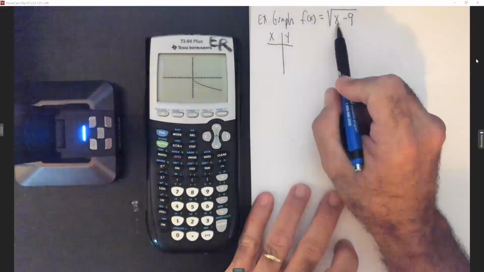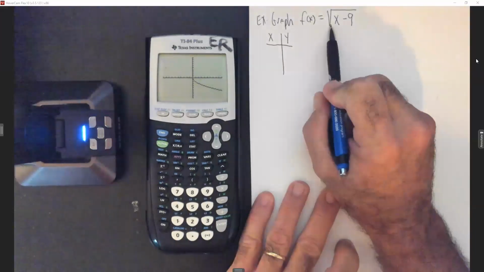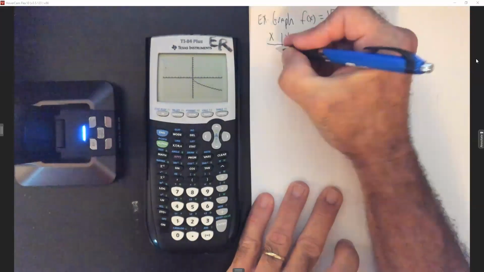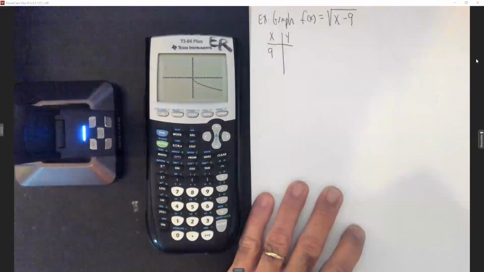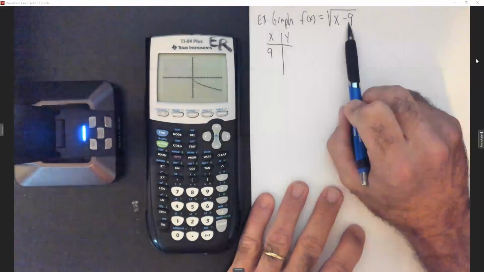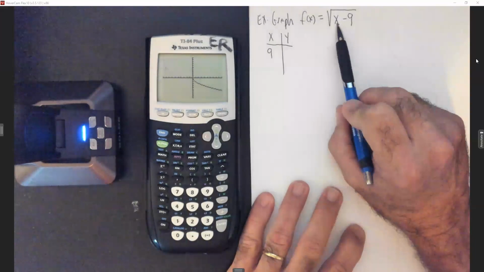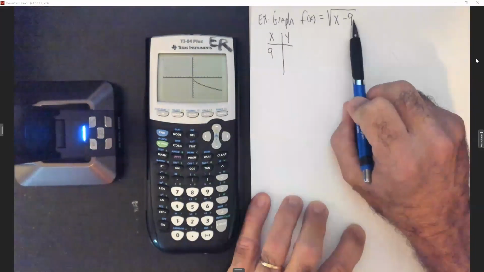So I know the smallest number I can take square root of is 0. So let me find the x that makes this equal 0, and that would be a 9. My smallest x has to be a 9, because if you put an 8 in there, 8 minus 9 is negative 1, which will make that imaginary. If I use a 0, 0 minus 9 is negative 9, which is imaginary. So we need numbers that'll keep this positive under that radical, okay? So the smallest number I can use is a 9.